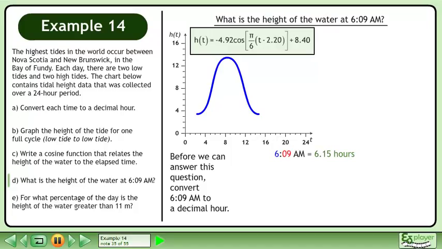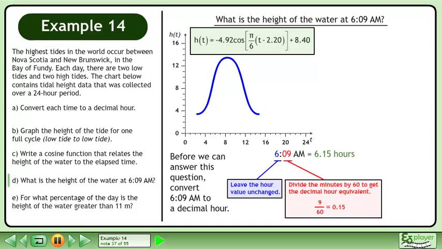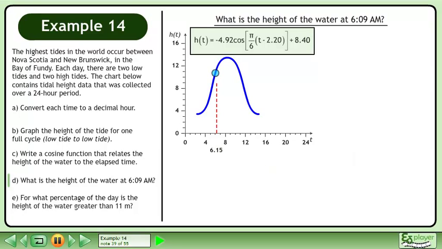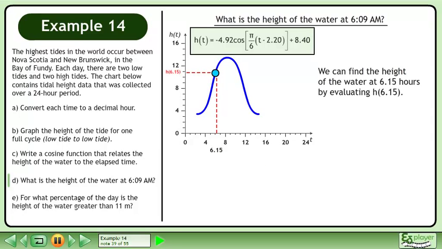6:09 a.m. equals 6.15 hours. Leave the hour value unchanged. Divide the minutes by 60 to get the decimal hour equivalent, 0.15. The decimal hour is 6.15. We can find the height of the water at 6.15 hours by evaluating h at 6.15.